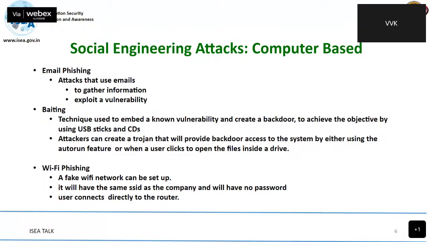Similarly, USBs and CDs can also be used to embed a known vulnerability and create a backdoor connection to the attacker's machine. So attackers here can create a Trojan, a malicious software that will provide backdoor access, either using the autorun feature, or when you insert it the menu gets displayed, you click on that and then open a file inside the drive.